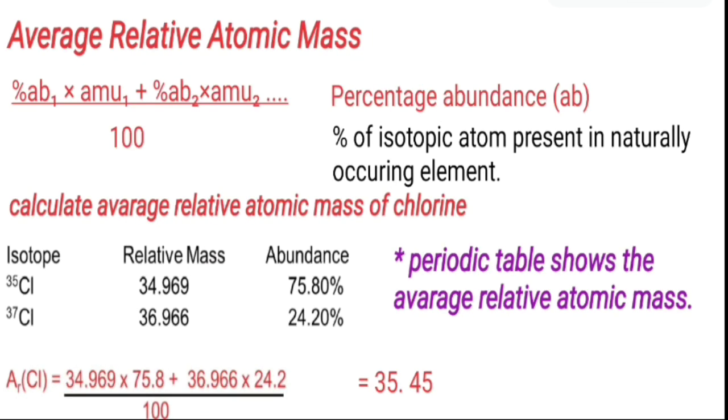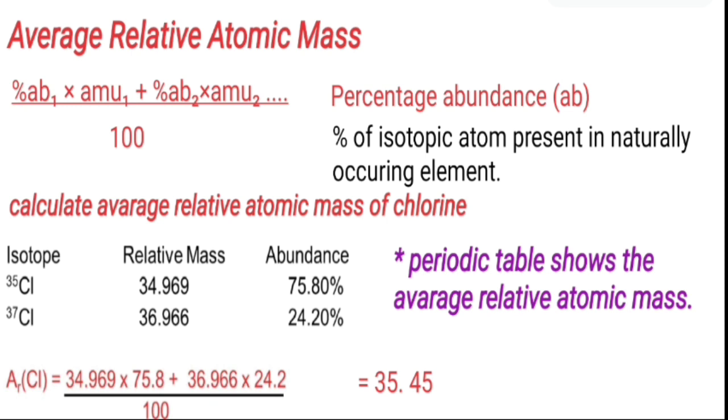We can calculate the average atomic mass by using the formula: percentage of abundance times atomic mass of isotope 1, plus percentage of abundance times atomic mass of the second isotope, and so on up to however many isotopes the element possesses, divided by 100.